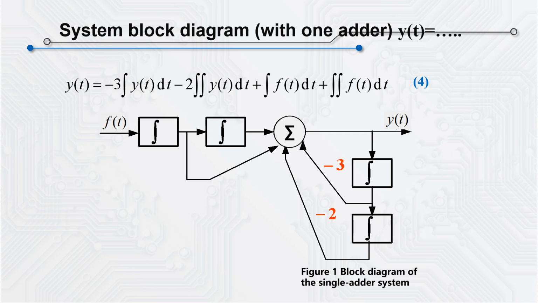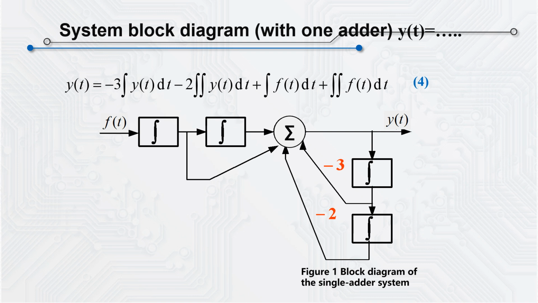Ft enters the adder after first order integration, which is expressed by the last 2 terms of Formula 4. In the same way, the adder enters the input after the first integration of yt and scalar reverse, and the adder enters the input of the adder after the second integration of yt and scalar reverse. That is the first 2 items in Formula 4.